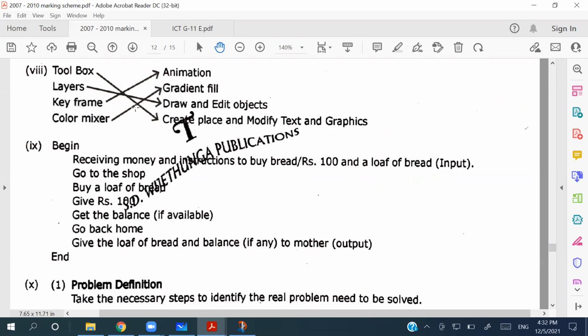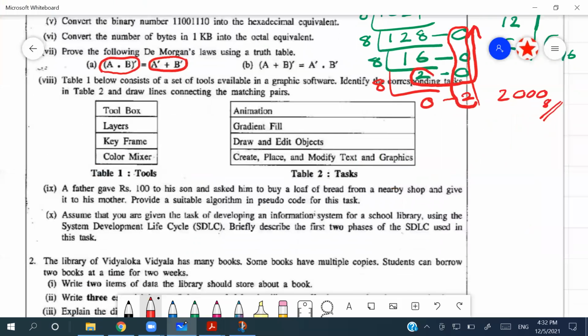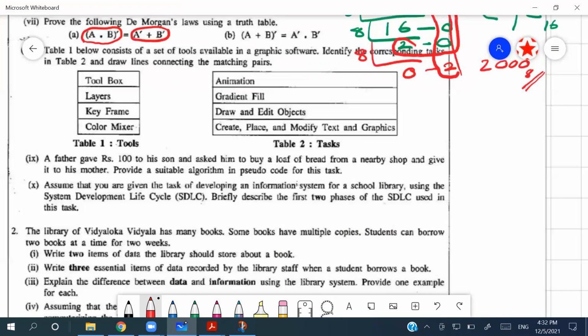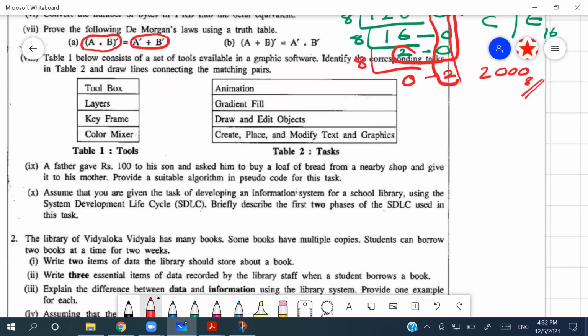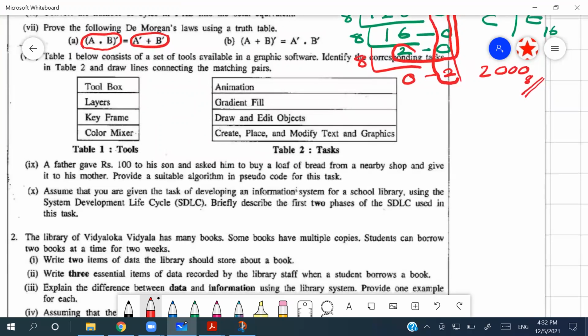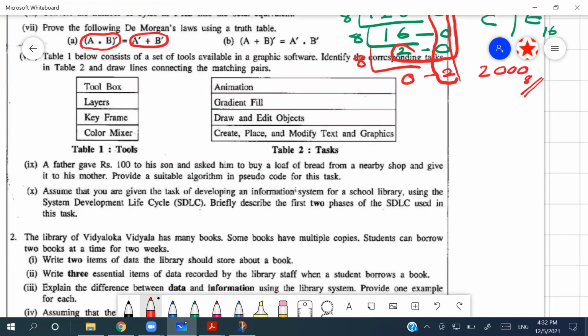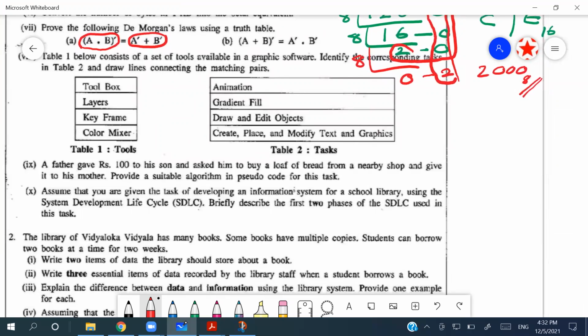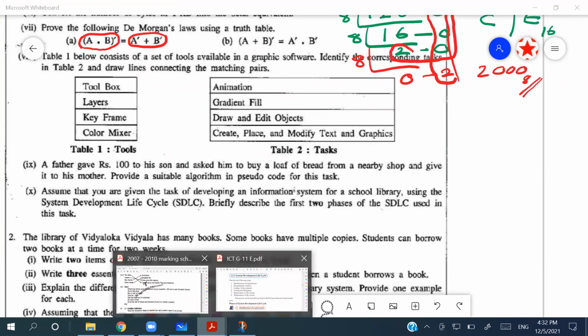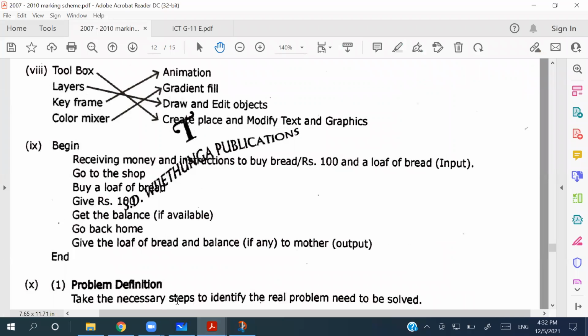Right? And for the 9th one, a father gave 100 rupees to his son and asked him to buy a loaf of bread from the nearby shop and give it to his mother. Provide a suitable algorithm in pseudocode for this task. Here you can write something very general. Receiving money and instruction to buy a bread, or like 100 rupees and loaf of bread as input. Go to shop, buy a loaf of bread, give 100 rupees, get the balance if available. Go back home, give the loaf of bread and balance to mother, right?